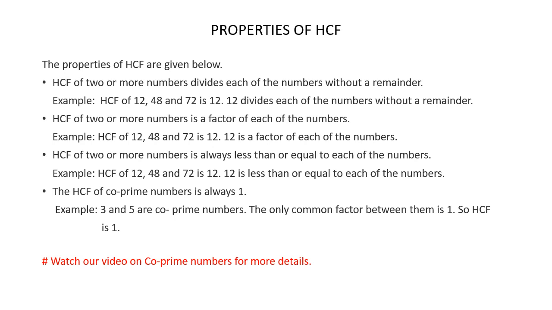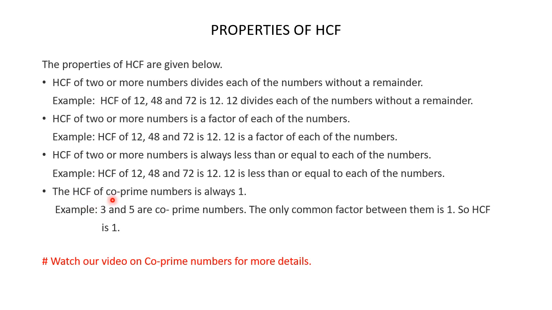The next property of HCF, HCF of two or more numbers is always less than or equal to each of the numbers. Look at this example. HCF of 12, 48 and 72 is 12. Now 12 is less than 48 and 72. 12 is less than 48, 12 is less than 72 and 12 is equal to 12. So HCF of two or more numbers is always less than or equal to each of the numbers.